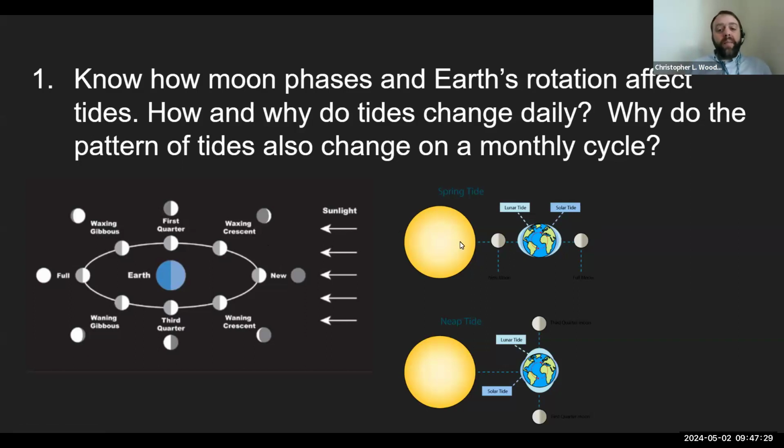Also, based on the alignment of the sun, Earth, and moon, you can have different types of tides, spring tides or neap tides. Spring tides are straight line alignment during new and full moon. Neap tides are your right angle alignments, first quarter and third quarter.